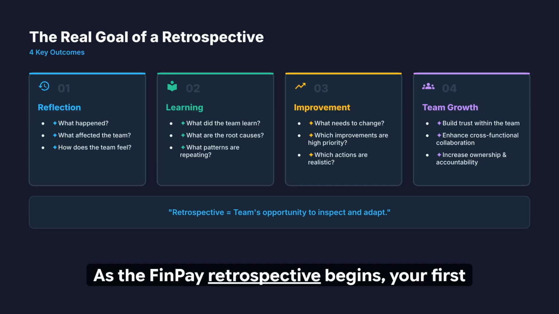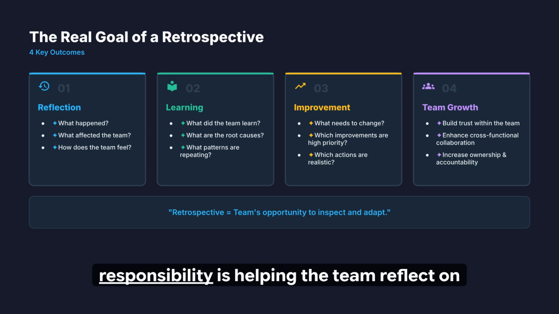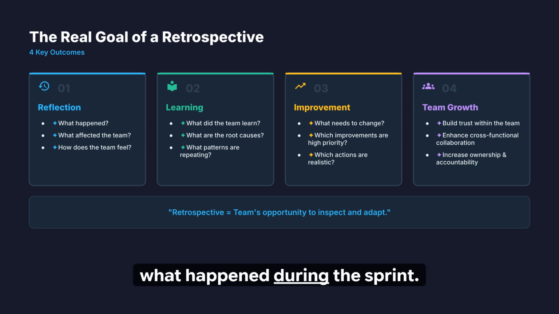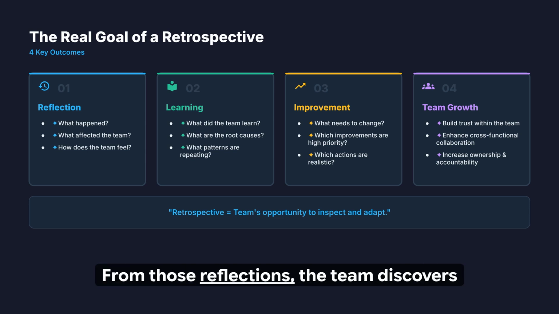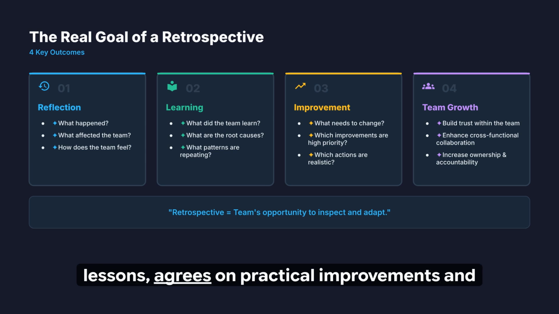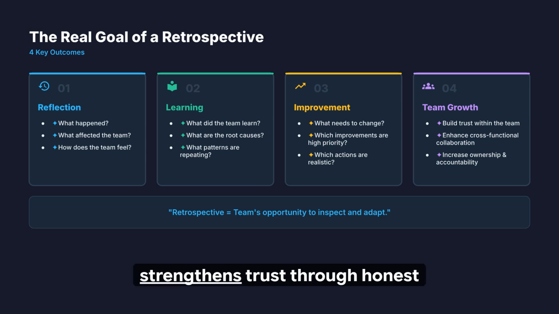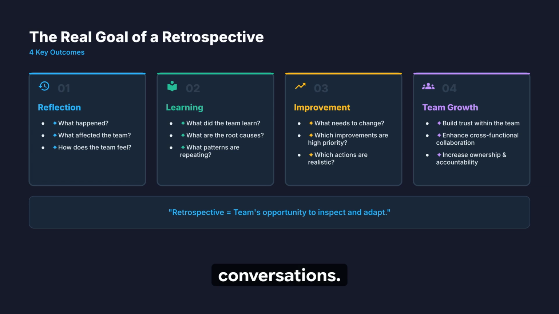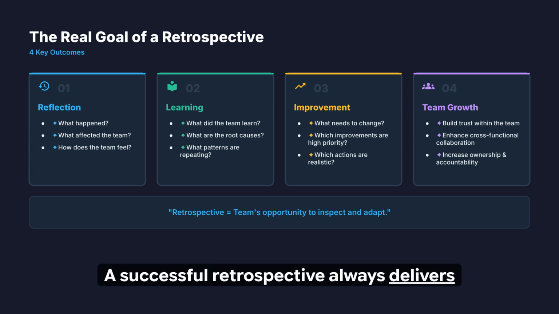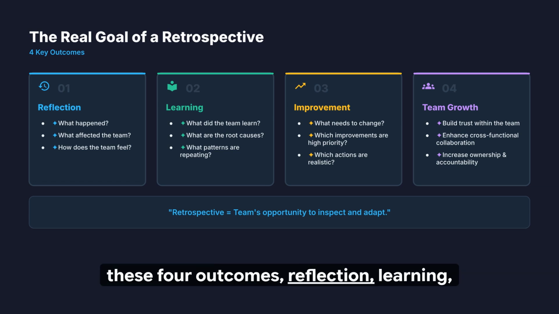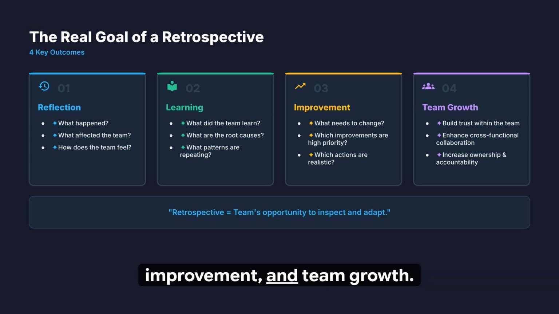As the FinPay retrospective begins, your first responsibility is helping the team reflect on what happened during the sprint. From those reflections, the team discovers lessons, agrees on practical improvements, and strengthens trust through honest conversations. A successful retrospective always delivers these 4 outcomes: reflection, learning, improvement, and team growth.